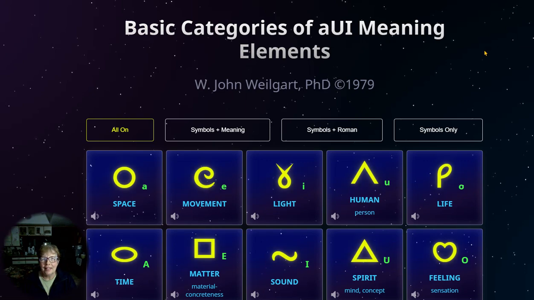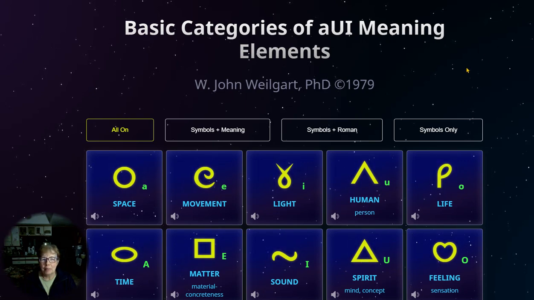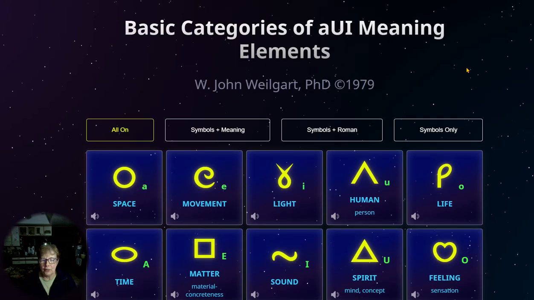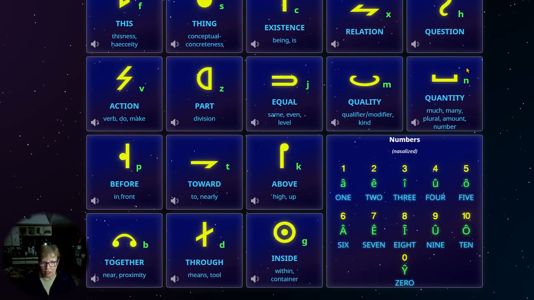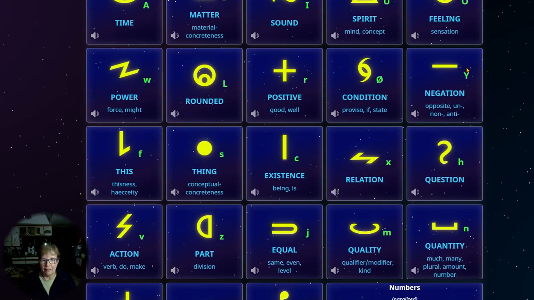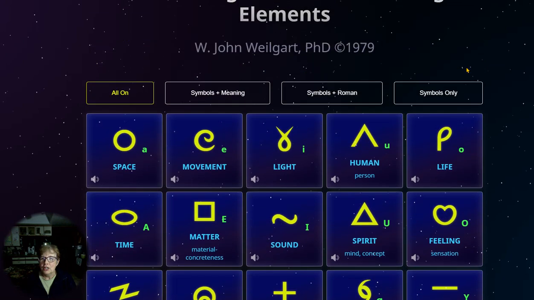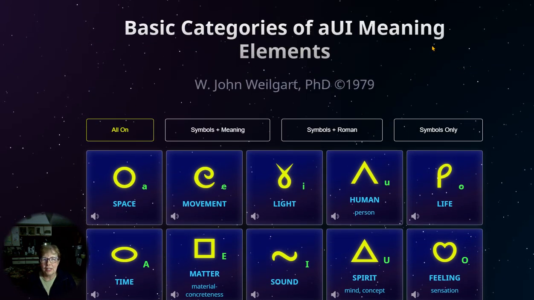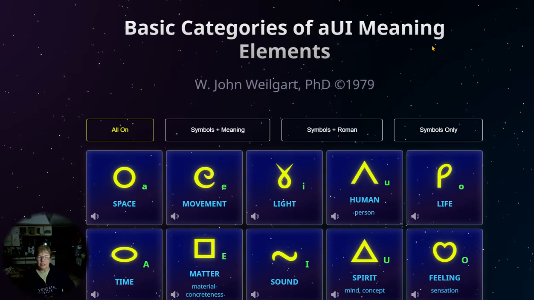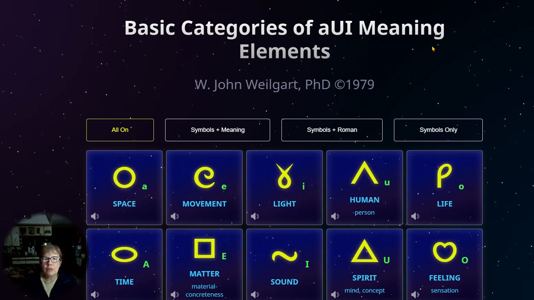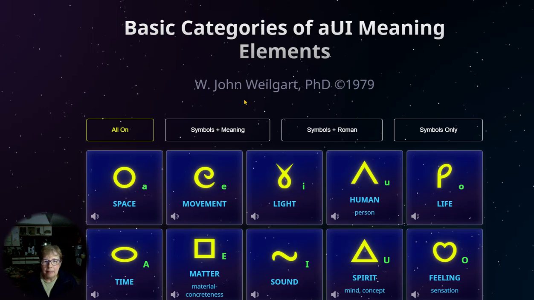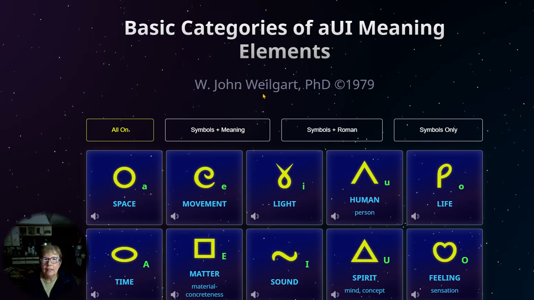I'm so excited to share this brand new chart of the aUI elements of meaning. It is a very, very fancy chart, and I'm so excited that I get to show you this. This is going to be the first in a series of tutorials about aUI, the language of space, developed by my father in the early 1950s.